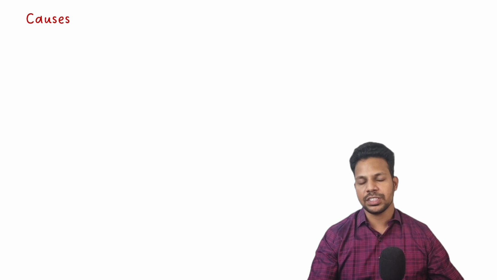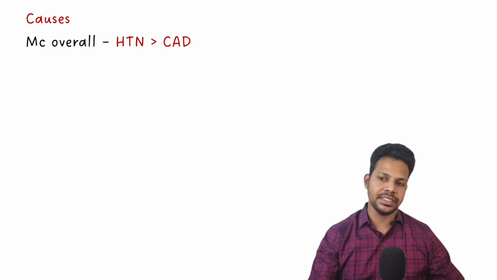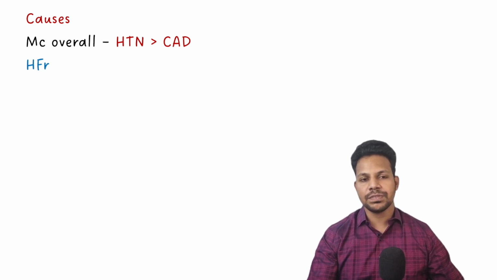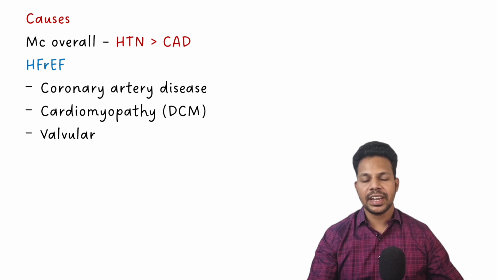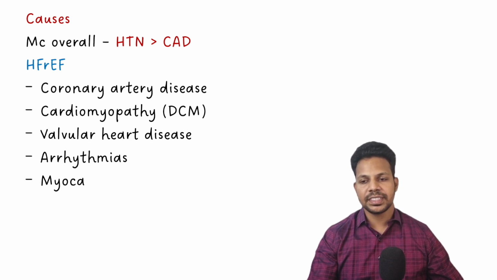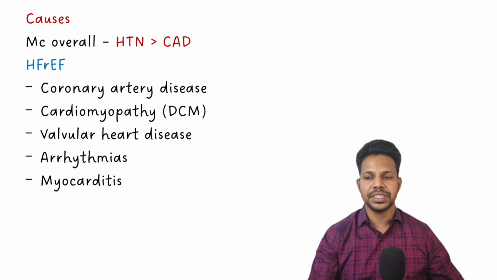Now let's look at the causes of heart failure with reduced ejection fraction and heart failure with preserved ejection fraction. But overall, the most common cause in males as well as females is hypertension. After that comes the coronary artery disease. Right? Now let's look at the causes of each of them. That is heart failure with reduced ejection fraction. The causes are coronary artery disease, cardiomyopathy, usually dilated cardiomyopathy, and any valvular heart disease can also result in heart failure eventually, arrhythmias, myocarditis. These are certain causes of heart failure with reduced ejection fraction.